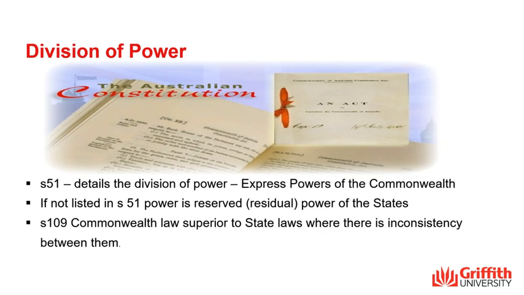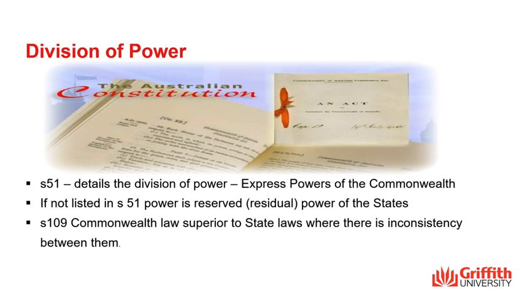The Constitution defines how power is divided between the Commonwealth and the states to make laws. And Section 51 of that Constitution lists the express powers of the Commonwealth that will override any state laws if there is any inconsistency found between the state laws and the federal laws. Section 109 of the Constitution provides that the Commonwealth laws will override the state laws if they're inconsistent.